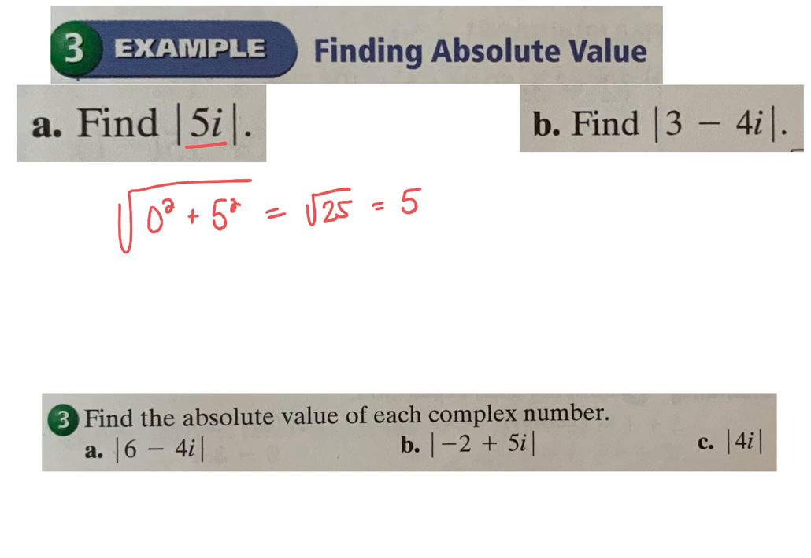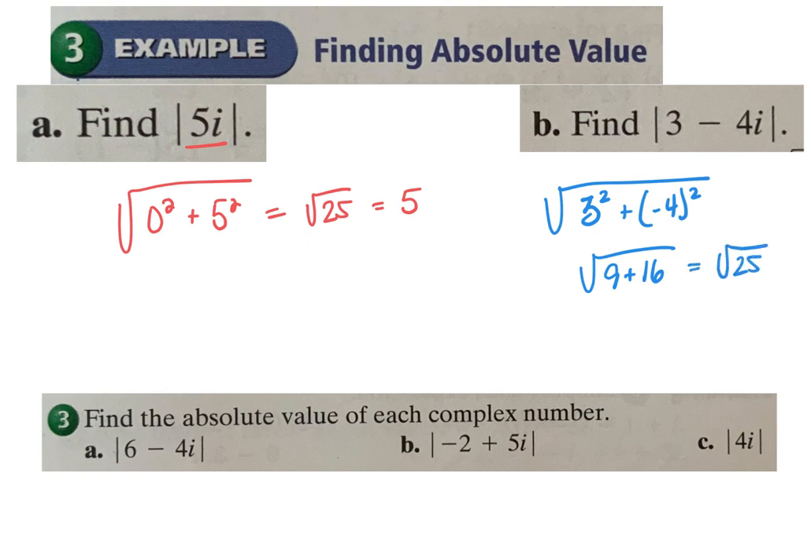Let's look at the next one. I do have a real part here. So what's my real part? 3 squared plus what's my imaginary part? Negative 4 squared. So I'm going to have 9 plus 16 here, which ends up being actually the same exact absolute value. All right. It's easy. Just remember how to do it. Try those 3.